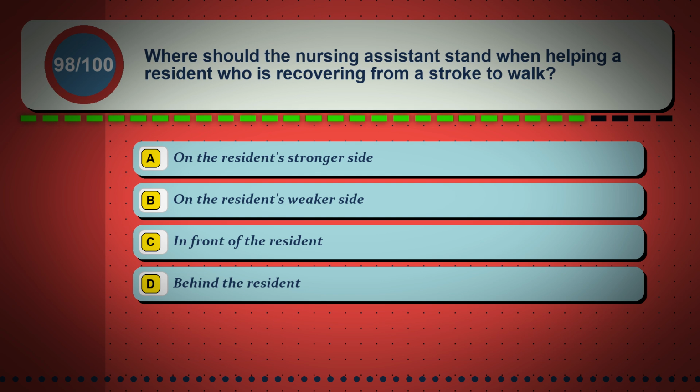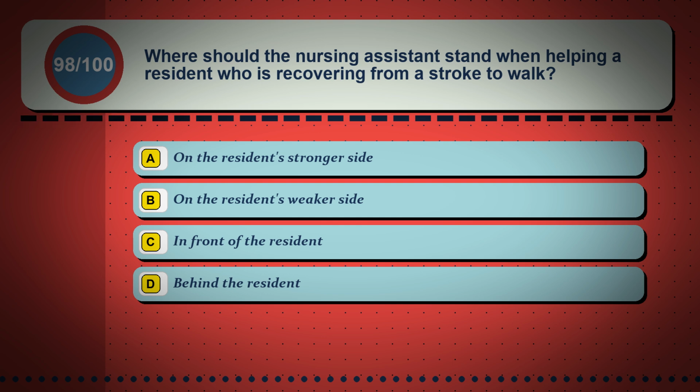Question 98. Where should the nursing assistant stand when helping a resident who is recovering from a stroke to walk? Option A, on the resident's stronger side. Option B, on the resident's weaker side. Option C, in front of the resident. Option D, behind the resident.